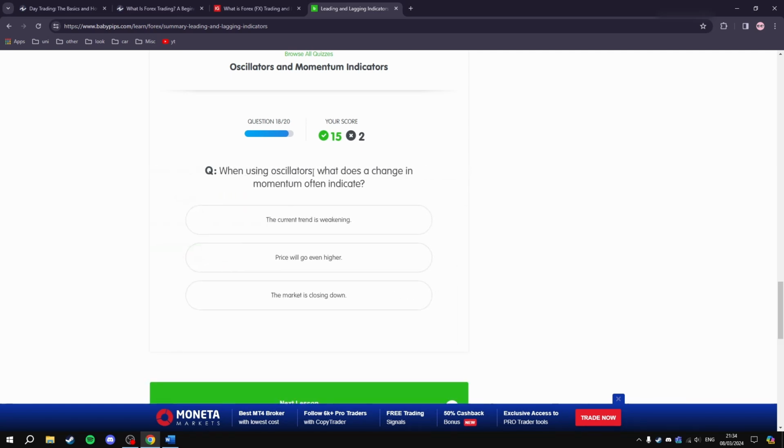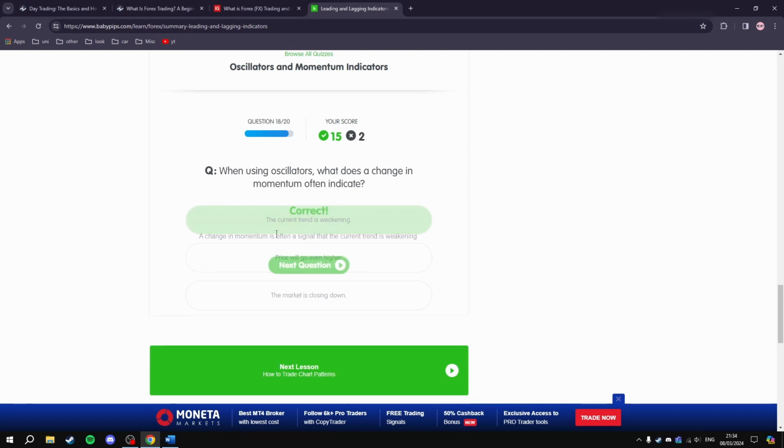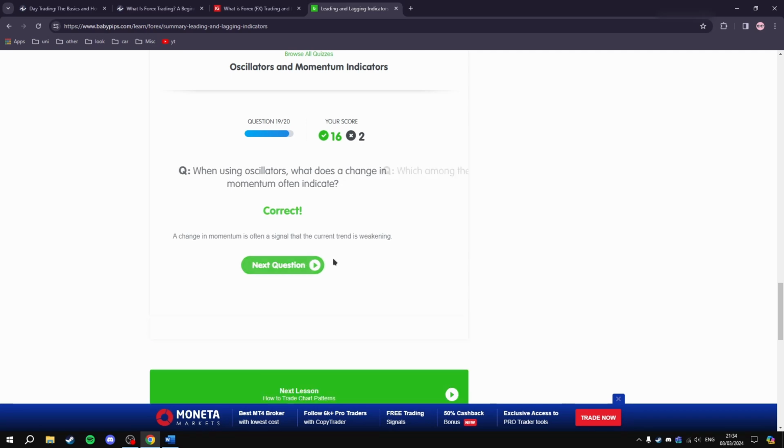When using oscillators, what does a change in momentum often indicate? The current trend is weakening. A change in momentum is often a signal that the current trend is weakening.